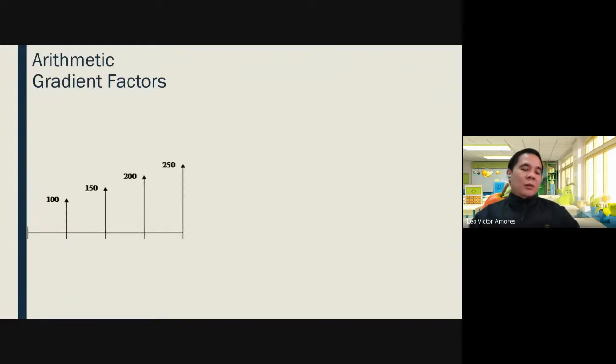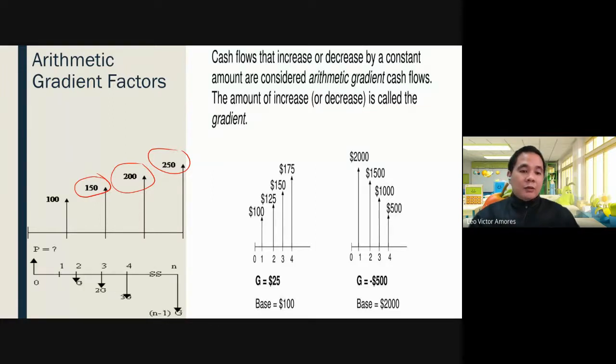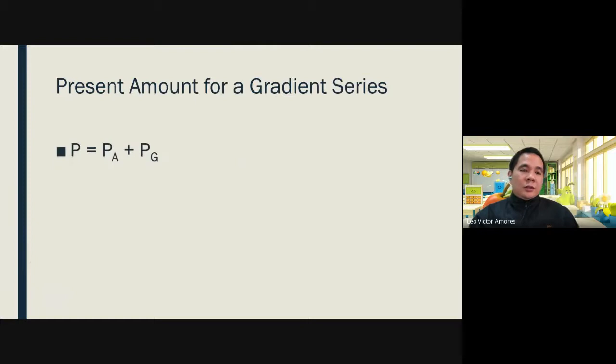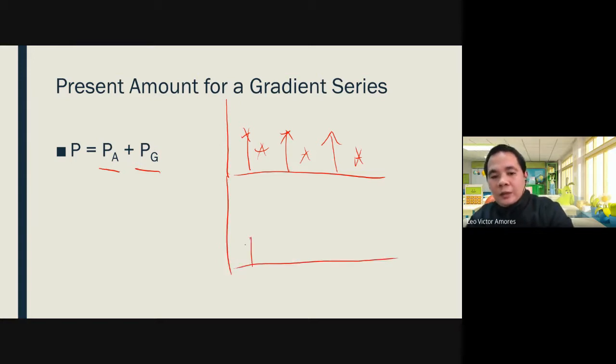For example, your increase in value is 50 pesos or $50, fixed. It can be increasing or decreasing, but as long as it is the same amount of gradient. Next, the formula: the present value of all the amounts is equal to your annuity plus your gradient. Assuming you have a certain annuity payment and then there is a gradient, you just add up the two, both.